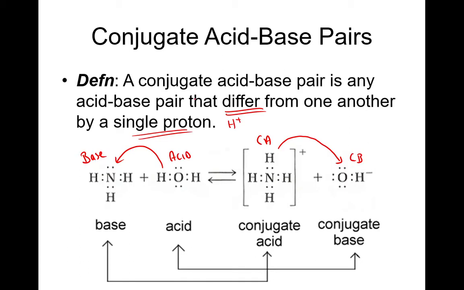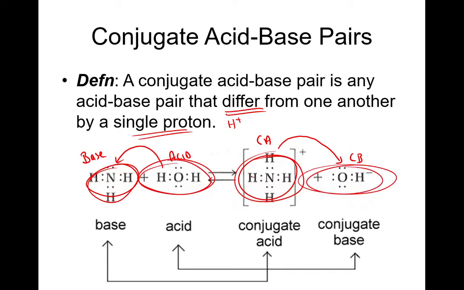Now, where are my conjugate acid base pairs? Watch carefully. The NH3 and the NH4+ differ from one another by a single proton. So they are what we would call a conjugate acid-base pair. And likewise, the H2O and the OH- differ from one another by H+. So the H2O and the OH- are also another conjugate acid-base pair. So in this reaction, there are two conjugate acid-base pairs. There's this one here, the base with the conjugate acid, and this one here, the acid with the conjugate base. Okay, so quite easy for us to find out which one they are.